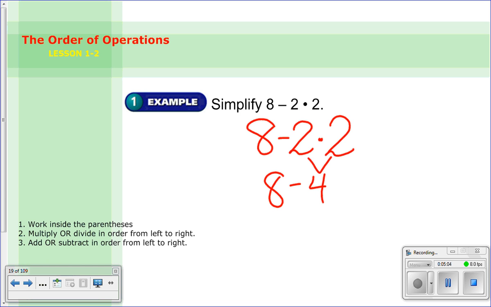There's no other multiplication or division. So now I move to step 3, add or subtract in order from left to right. Well, all that's left is 8 minus 4. So my answer should be 4.